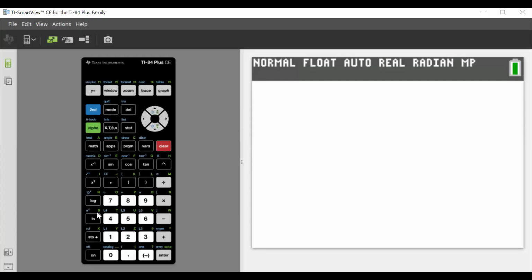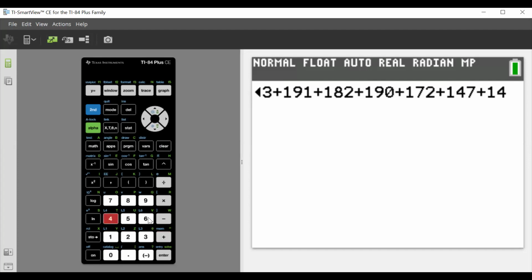Let's clear everything out. So it looks like we have 173 plus 191 plus 182 plus 190 plus 172 plus 147 plus 146 plus 138 plus 175, and then 136, and then 179, and then 153, and then 107, and then 195, and then 135, and then 140, and then finally the 138.